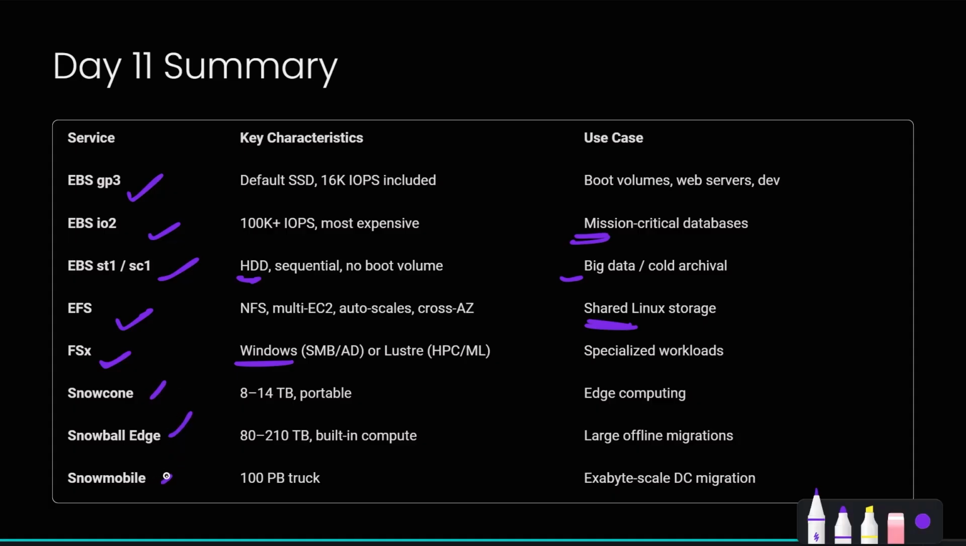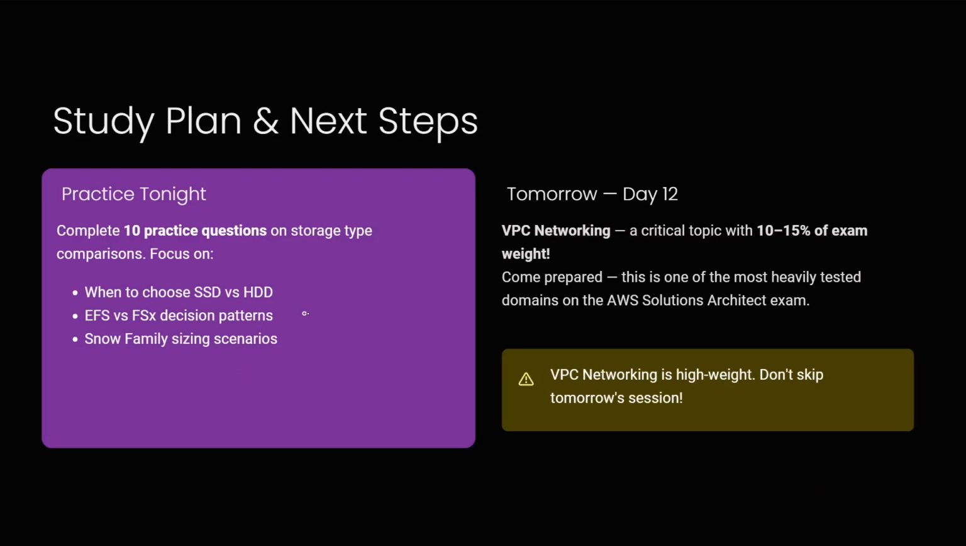Don't forget this. So your homework for today is to jump into the practice portal and knock down 10 questions. When you read a question, just ask yourself, is this workload random or sequential? Are they running Windows or Linux? Those 2 questions will almost always reveal the right answer.